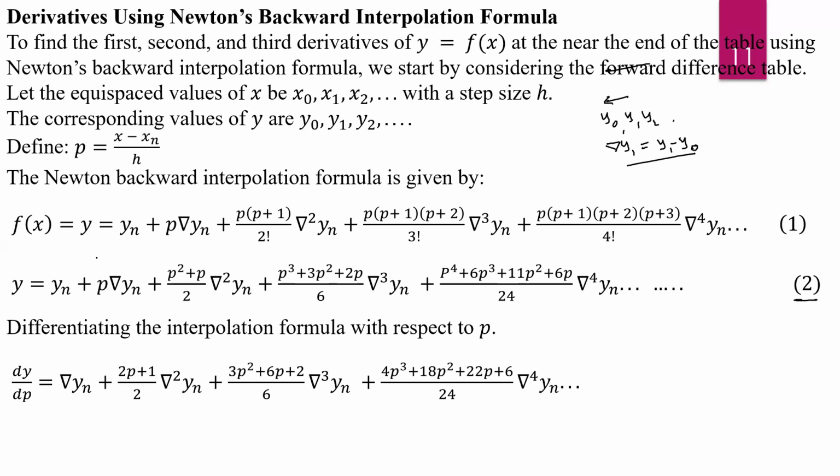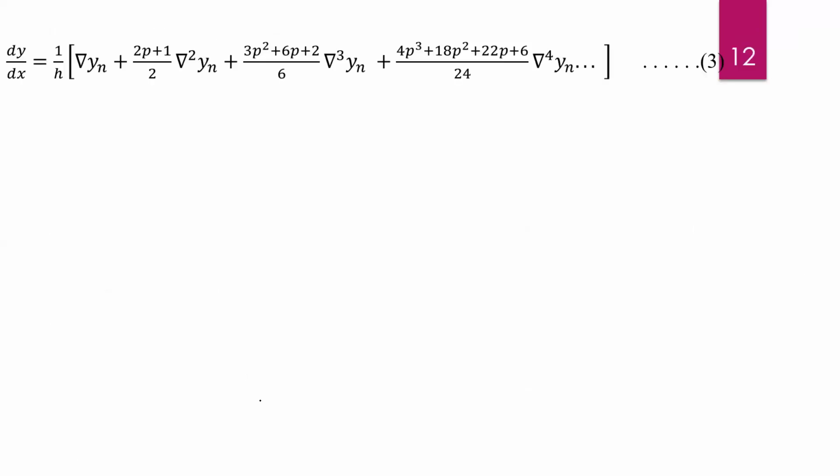As we know, the derivative of y with respect to x can be written as dy by dp times dp by dx. The value of the derivative of p with respect to x is 1 upon h. See here, when we differentiate this term with respect to x, we get 1 upon h and keep dy by dp as it is and substitute this value of dy by dp. So we get the first derivative dy by dx is 1 upon h into dy by dp.